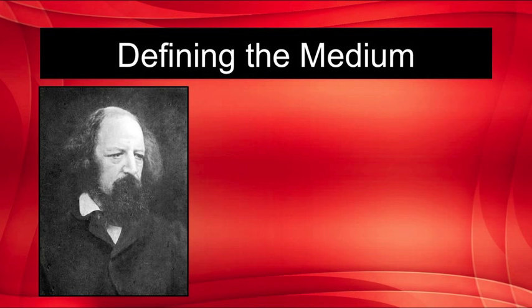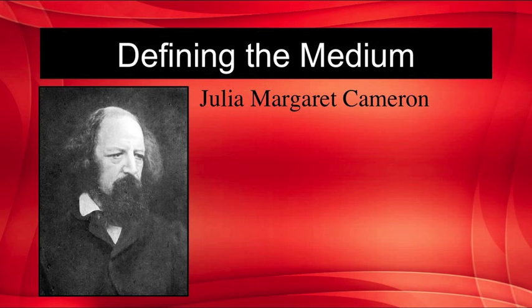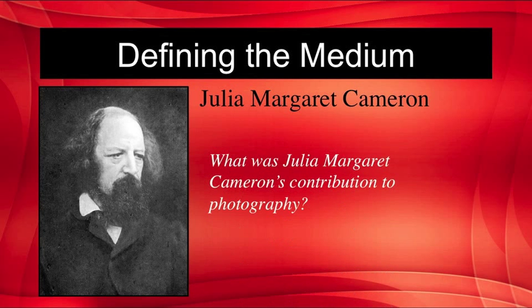Now let's define this medium of photography, and we're going to start with a couple of different photographers. The first is Julia Margaret Cameron, and she received a camera and processing equipment as a present for her 49th birthday. She was the wife of a high British civil servant, and she extended the artistic potential of photography. So, you need to be able to tell me this: what was Julia Margaret Cameron's contribution to photography? Her portraits have been hailed as a major contribution to images expressing the human condition.